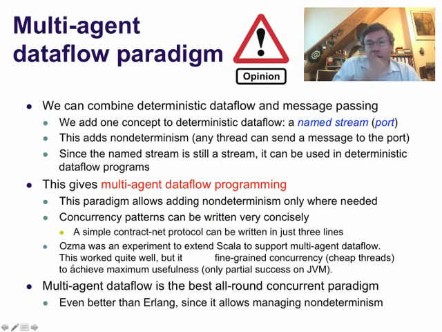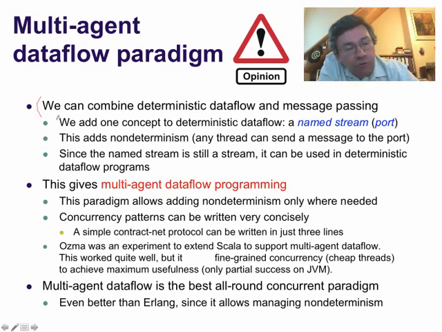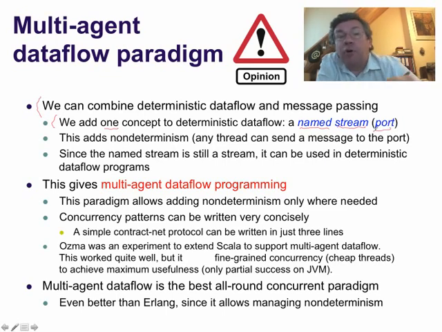Finally, let me give you my opinion on what I think is the best well-rounded, all-round nice paradigm for concurrent programming. So it starts by, let's combine deterministic data flow and message passing. And in order to do that, we just need to add one concept to deterministic data flow, which is a named stream. Basically, we have to attach an ID, a constant name, to a stream, and the resulting concept is called a port in the CTM book.